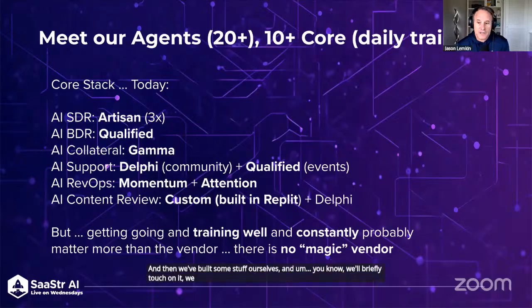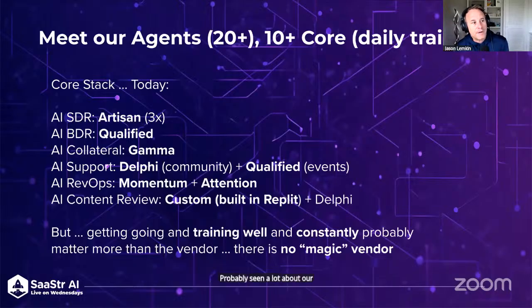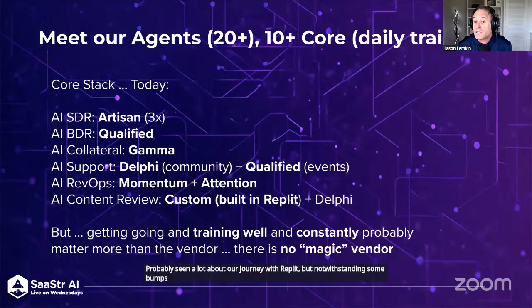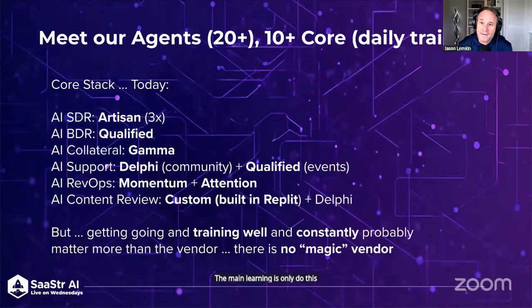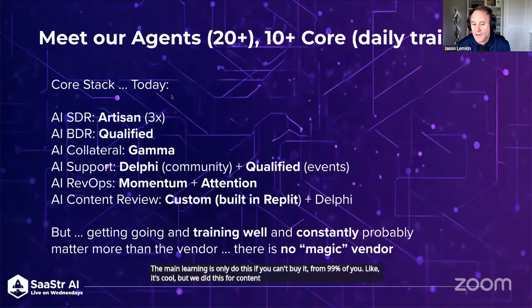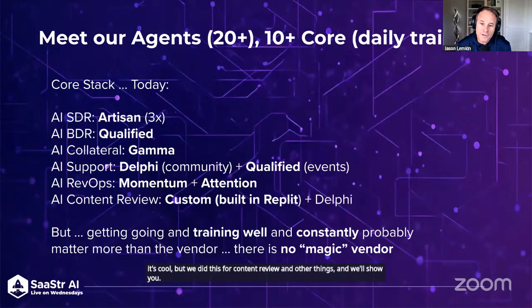We could do a different session. If you've followed me on Twitter, you've probably seen a lot about our journey with Replit, but notwithstanding some bumps in the beginning, it's been pretty successful, and we've rolled out about 5 apps ourselves. The main learning is only do this if you can't buy it. For 99% of you, it's cool, but we did this for content review and other things, and we'll show you where there is no off-the-shelf app. But don't roll your own.